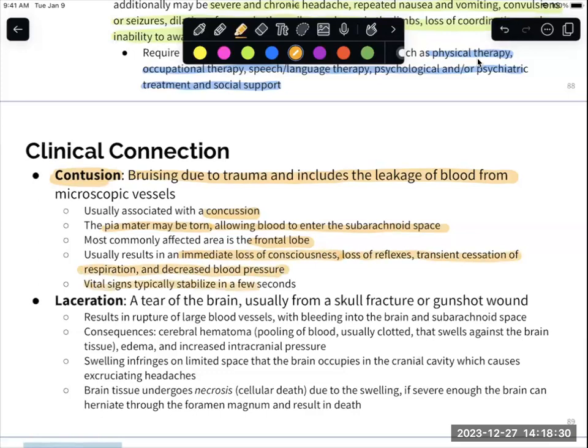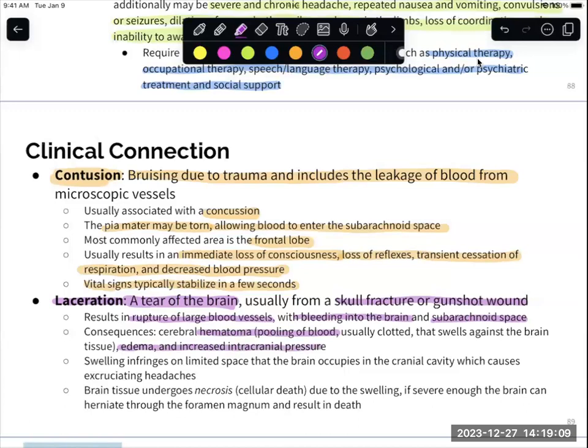But their vital signs usually stabilize not too long after the contusion happens. And then a laceration is a tear of the brain. A skull fracture or a gunshot wound is the most common cause of a laceration. What it does is it causes ruptures of the larger blood vessels, which cause bleeding into the subarachnoid space. So they may end up with a hematoma or pooling of blood, edema, which is that swelling, and increased intracranial pressure.